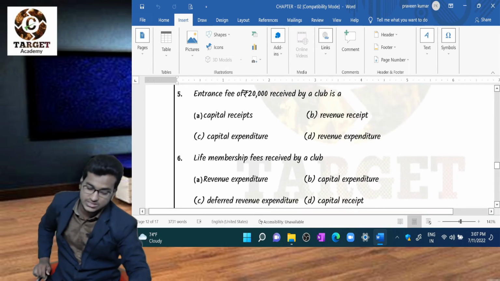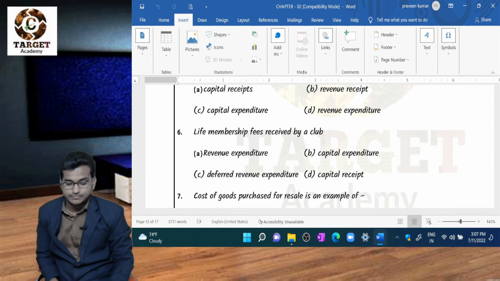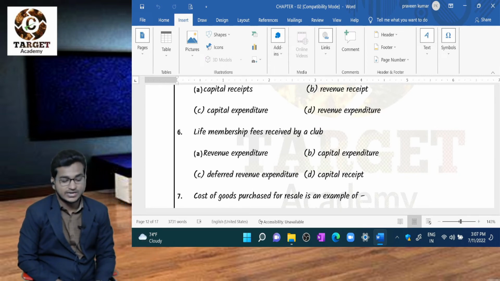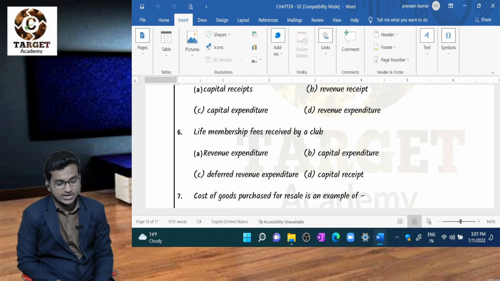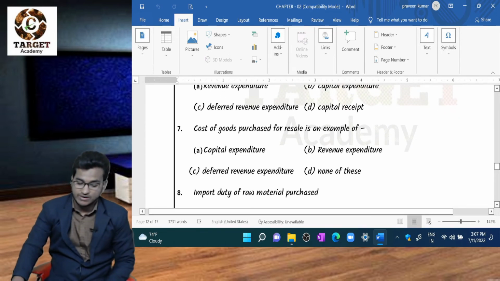See question number 6. Life membership fee received by a club, what is that? Capital receipt, option D. See question number 7 and give me the answer.